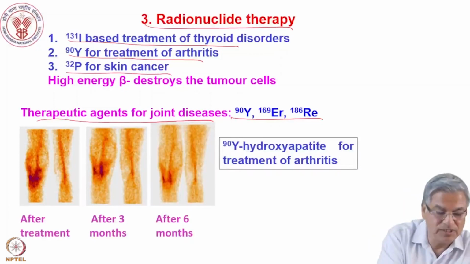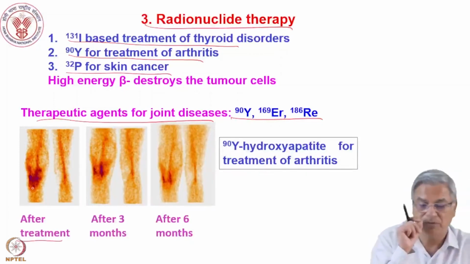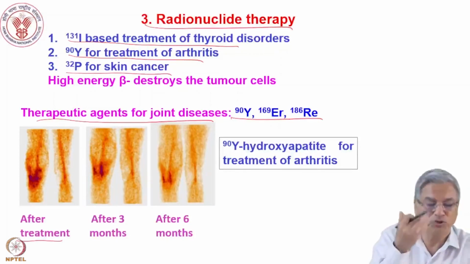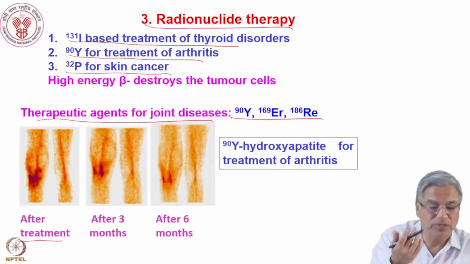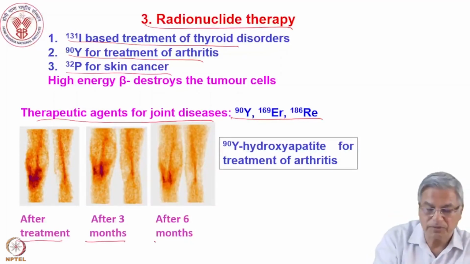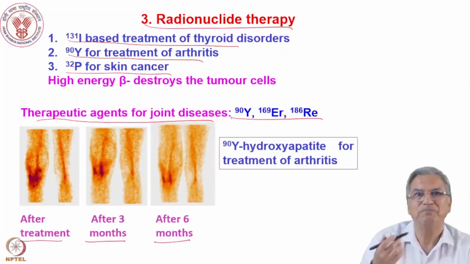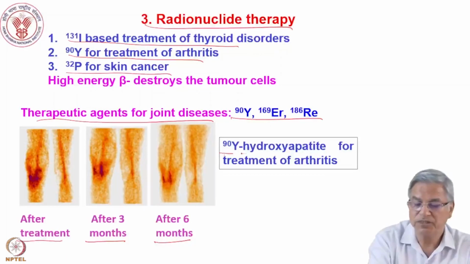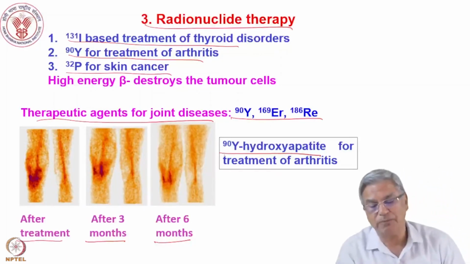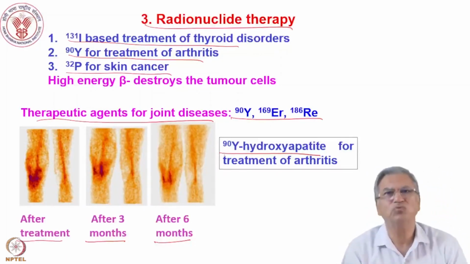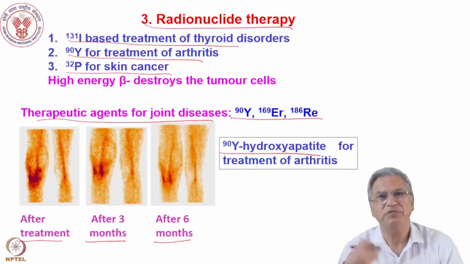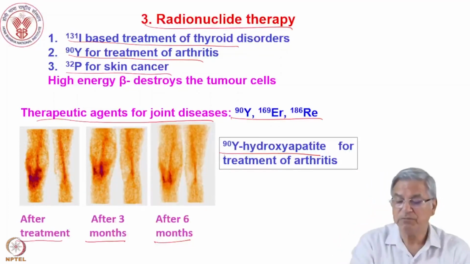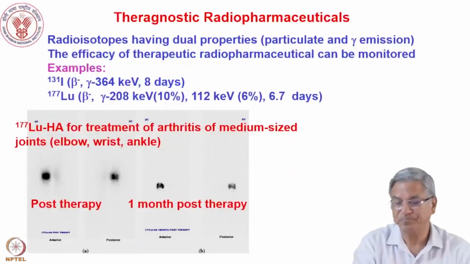One of the examples you can see here, immediately after the treatment, the distribution: you have the arthritis, so there is some fluid deposition, and you can take the image of that knee with these radioisotopes. After 3 months of treatment or after 6 months of treatment, you can see that the patient is recovering, that particular inflammation is going off. So this image is taken with yttrium-90 hydroxyapatite for treatment of arthritis. So we can use these radioisotopes which are emitting particulate radiation for treatment of many types of diseases.